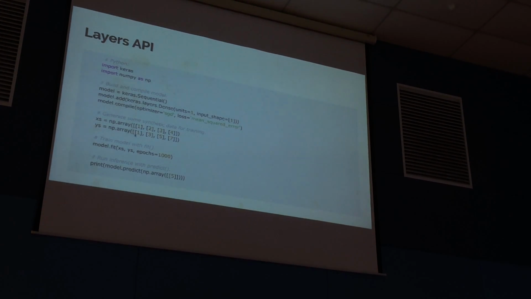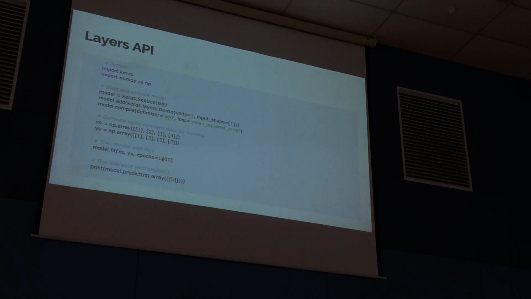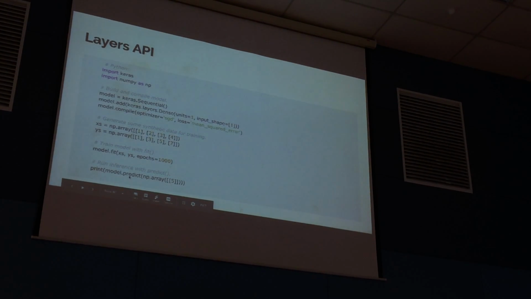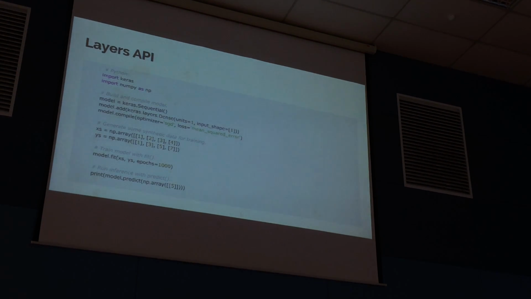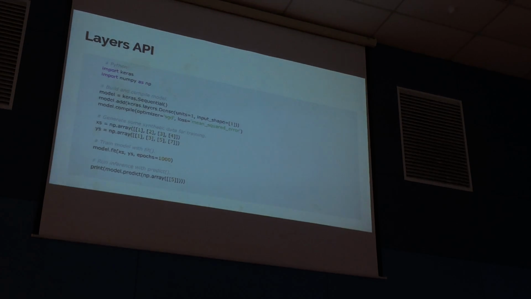Then you define the data. Then you just fit. When you do the fit, it means you are training on the data. The epochs value means you want to train 1,000 times. Then after you train the model, you just do a prediction. That means if I give an unseen value 5 here, what is the predicted y? Okay, you can see this is how you build the layers API, and the code is very simple.